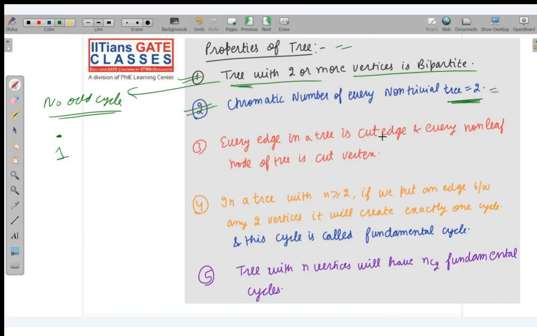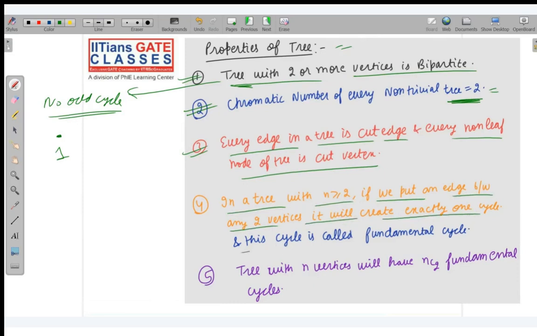We have discussed it in previous classes also, and today also I will discuss it, so don't worry if you are not able to remember it. Every bipartite graph has chromatic number 2. Now, every edge in a tree is a cut edge and every non-leaf node in a tree is a cut vertex. I told you this in the previous lecture. In a tree with n greater than or equal to 2, if we put an edge between any two vertices, it will create exactly one cycle, and this cycle is called a fundamental cycle.